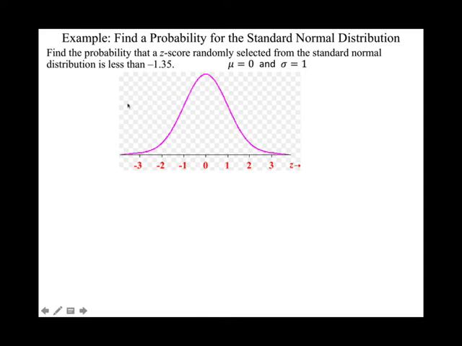When we want to find the probability that's less than negative 1.35, negative 1.35 is somewhere like here. And we want to find the probability. Remember I said probability will be equal to area. And we are looking for the area less than this number, so we are looking for the area in this part.